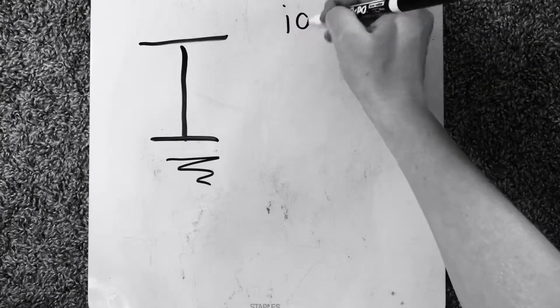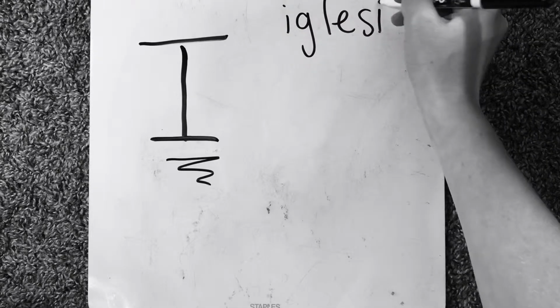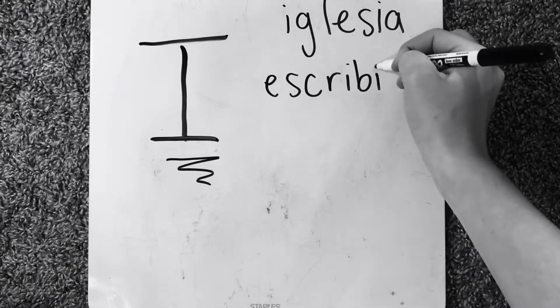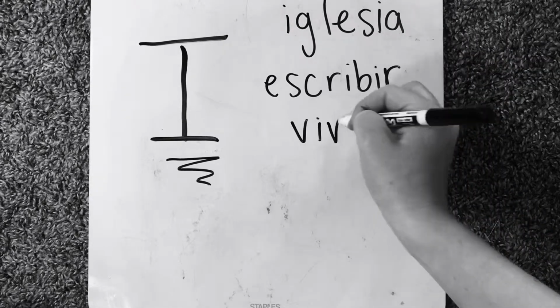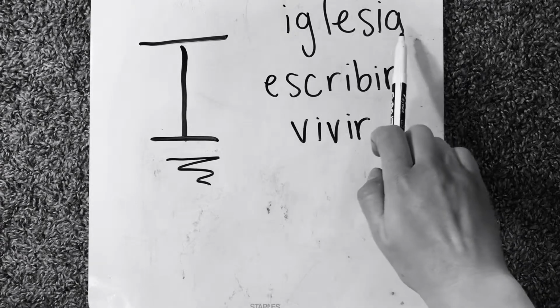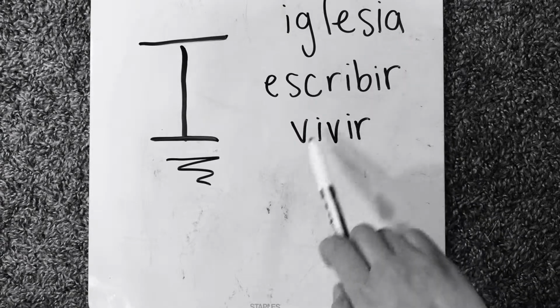Iglesia, which means church. Escribir, which means to write. And vivir, which means to live. Notice that all of these words have multiple I's in them. Each time the letter I is pronounced exactly the same. Listen again. Iglesia. Escribir. Vivir.